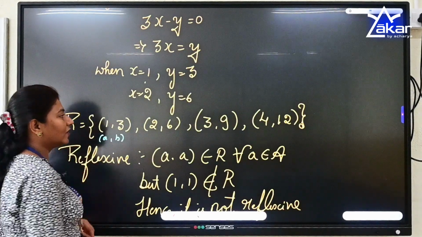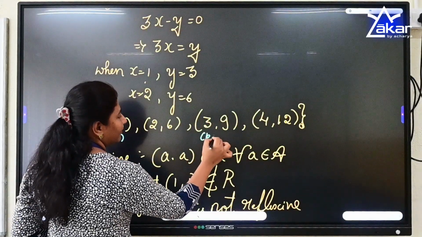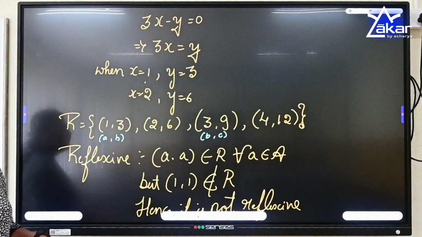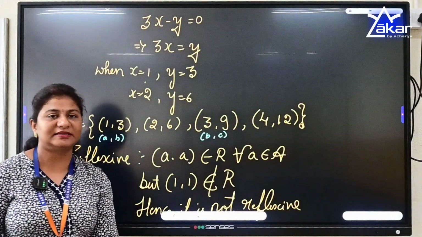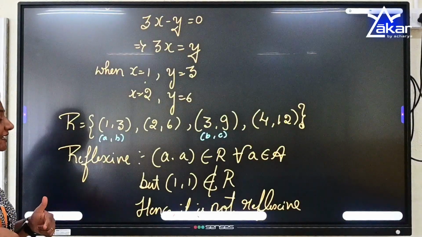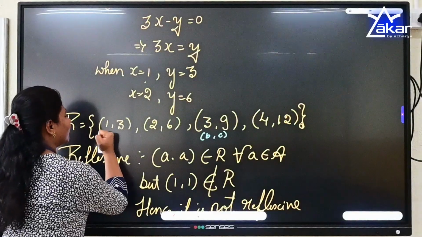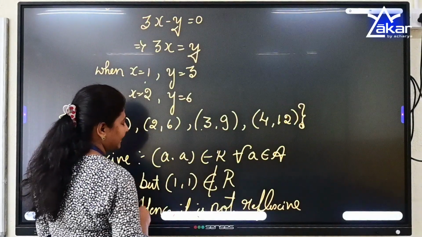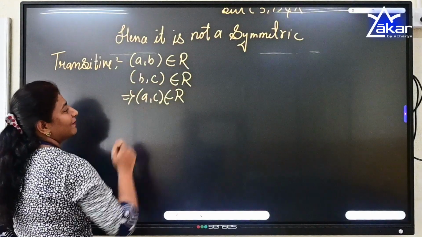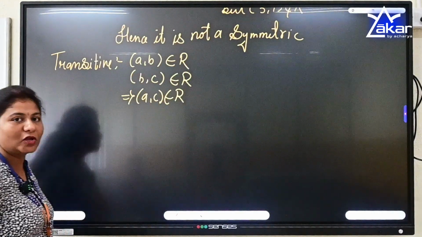Now check it for b comma c. Any b are there? Here the element is there. b comma c, so the c element is 9. Is 1 comma 9 present? No. Why does it have to be present? According to the given condition, a comma c should belong to R. So therefore, here the condition fails. So a comma b belongs to R, b comma c belongs to R, a comma c belongs to R.